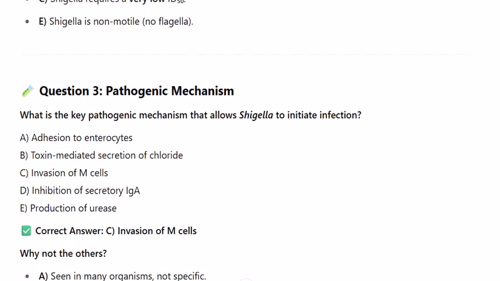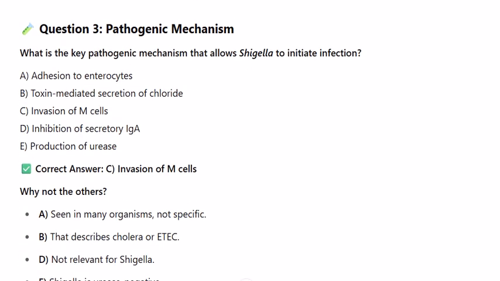Question 3. Pathogenic mechanism. What is the key pathogenic mechanism that allows Shigella to initiate infection? A. Adhesion to enterocytes. B. Toxin-mediated secretion of chloride. C. Invasion of M cells. D. Inhibition of secretory IgA. E. Production of urease. Correct answer, C.